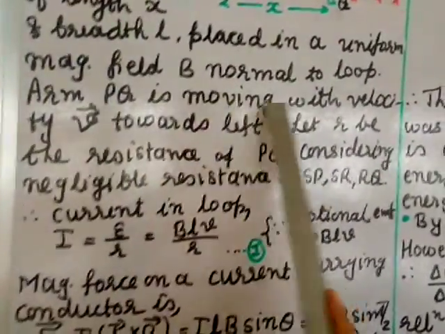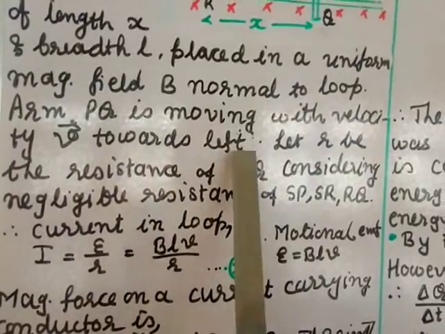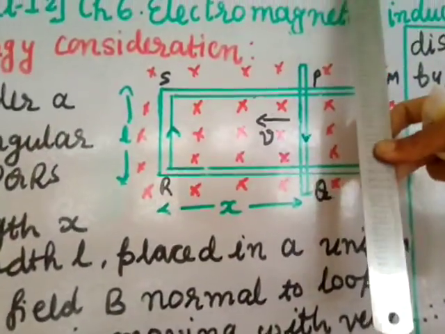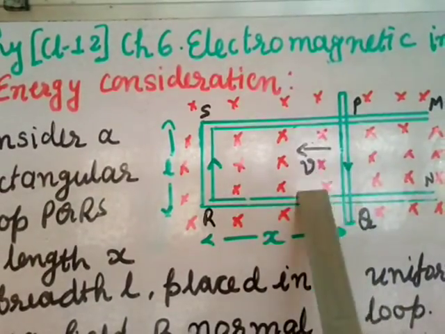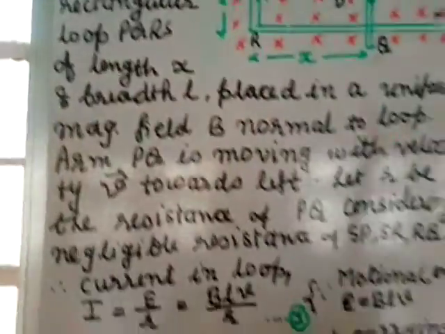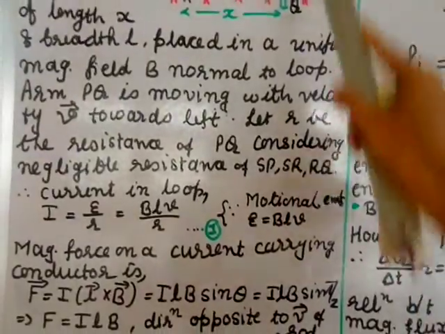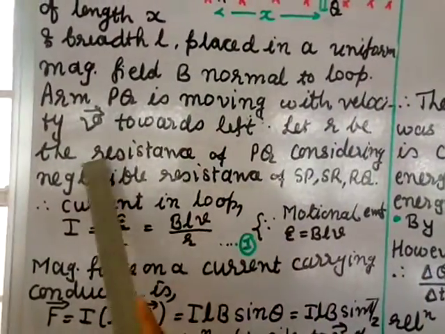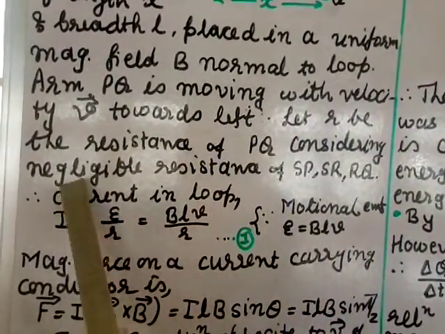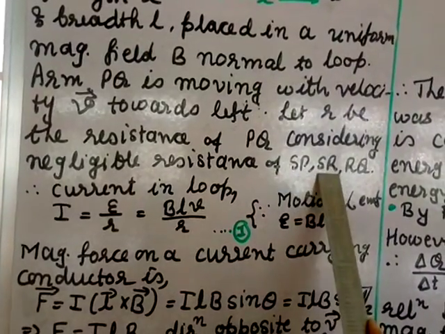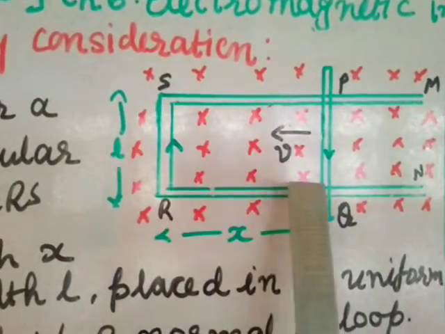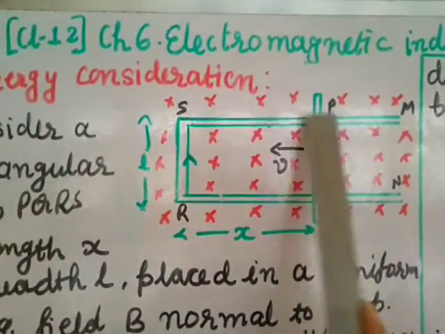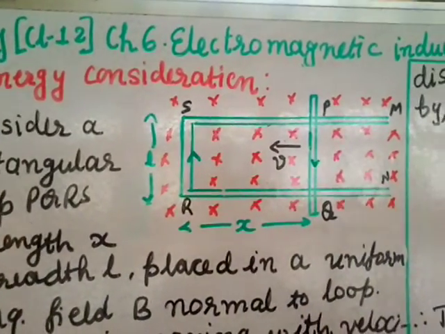Arm PQ is moving with velocity v towards left. We consider that this PQ arm is moving with velocity v towards left, given by this arrow v. That is the velocity of the PQ arm. Let R be the resistance of PQ, considering negligible resistance of SP, SR and RQ. We'll consider that the resistance of PQ is R, and for these three arms we'll consider it negligible. That means the overall resistance will be R.